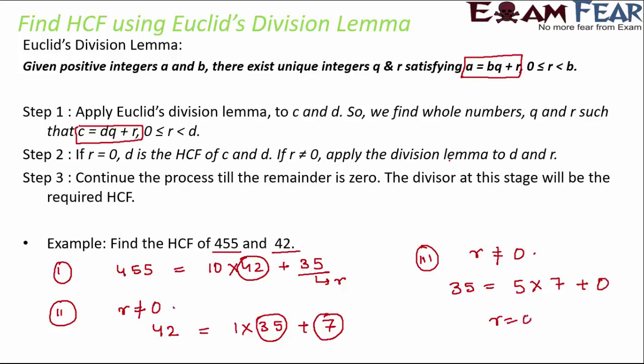So now we have R is equal to 0, which means that D is the HCF of C and D. That means 7 is the HCF. So HCF is equal to 7. So we saw that without finding the actual HCF, we just made use of Euclid's division lemma to find out the HCF between these two numbers.